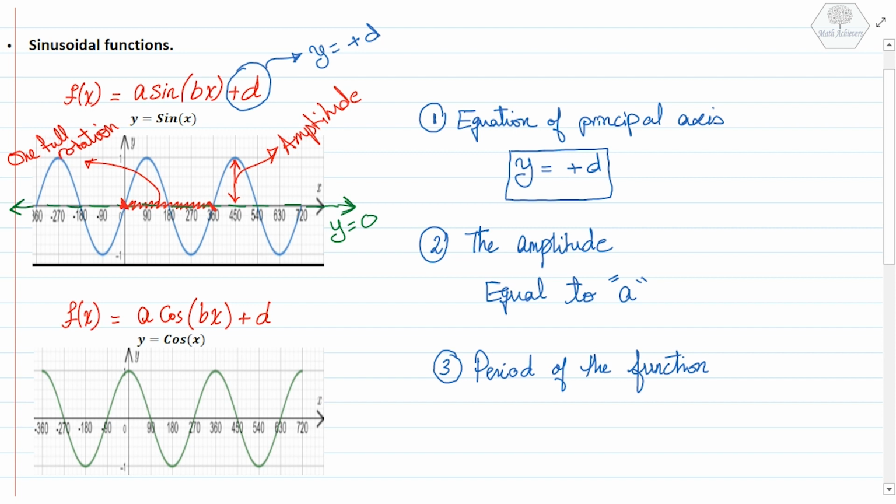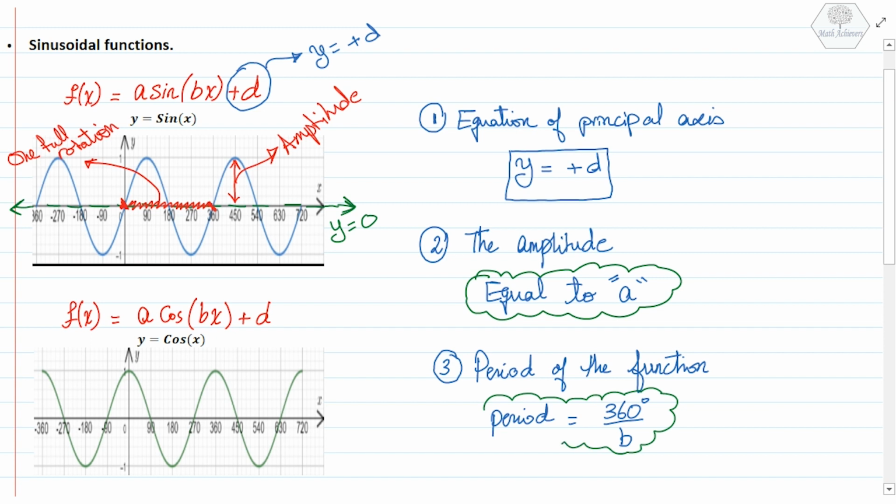So now, the period of the function is always equal to 360 degrees divided by b. b is the coefficient of x inside. So now we know the equation of the principal axis, the amplitude which is equal to a, and the period which is equal to 360 degrees divided by b. This is all we need to know about sinusoidal functions. Let's have an example.